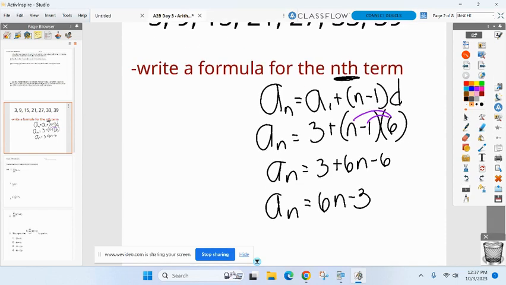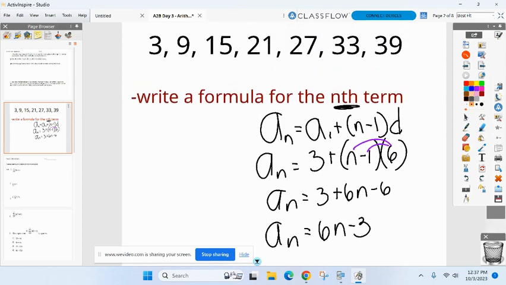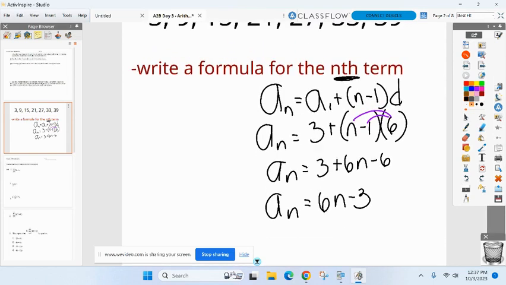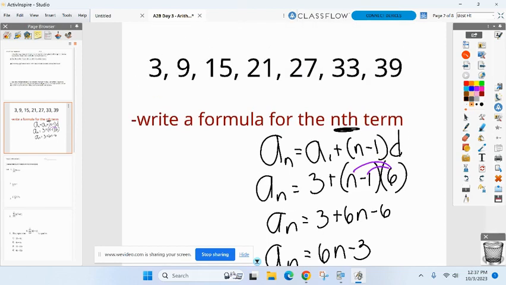Now look how powerful this is. Let's pick the 4th term. Let's find the 4th term. What do I plug in for n? 4. Watch. 6 times 4. Oh boy. 24 minus 3. That's an explicit formula right there, for the nth term. All right, you guys, I need you to have the ability to do that to be successful today. Given an arithmetic sequence, write a formula for the nth term.